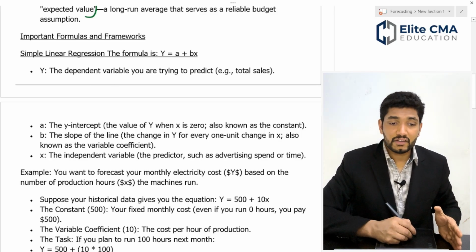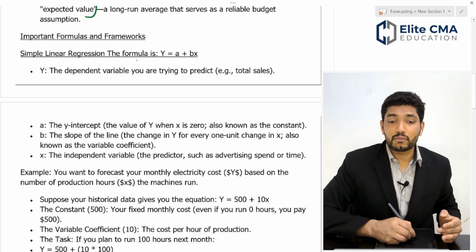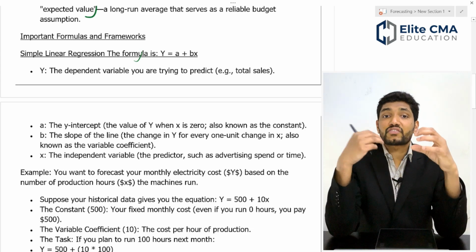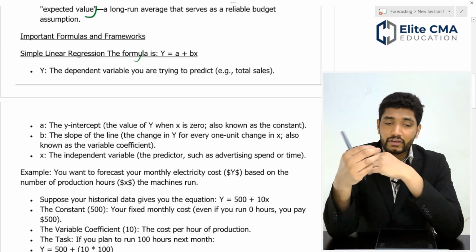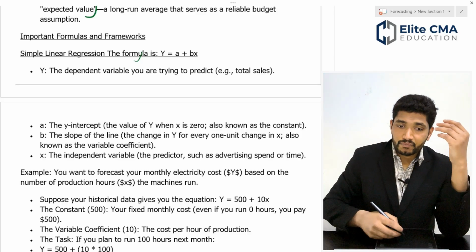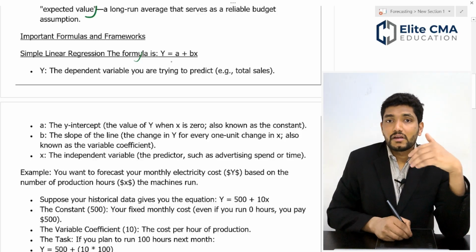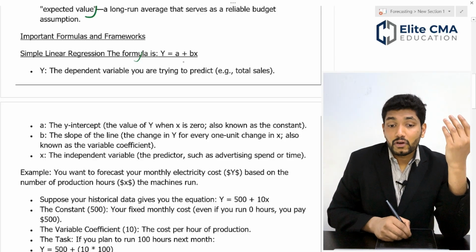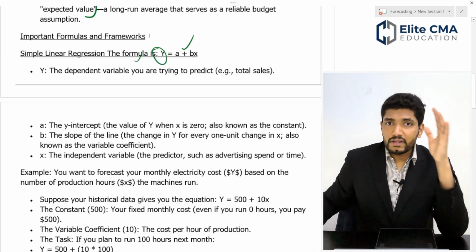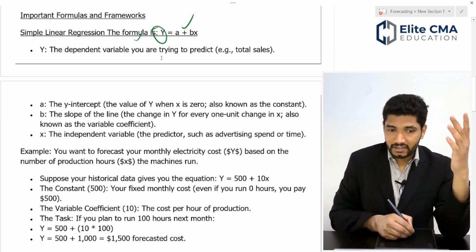The first formula is the simple linear regression formula, that is y is equal to a plus bx. Based on your business case, you can develop a regression formula. We will move into an example for a better understanding.